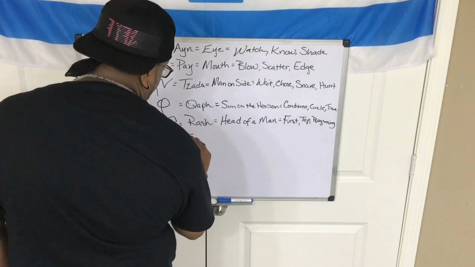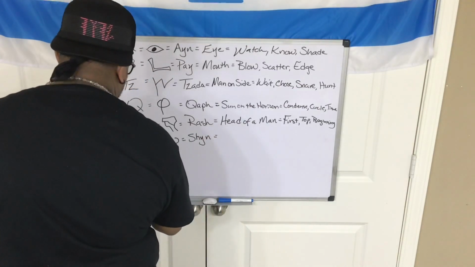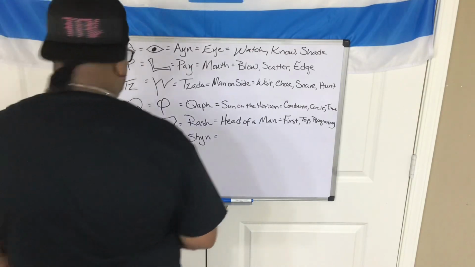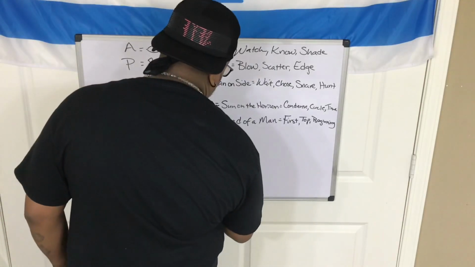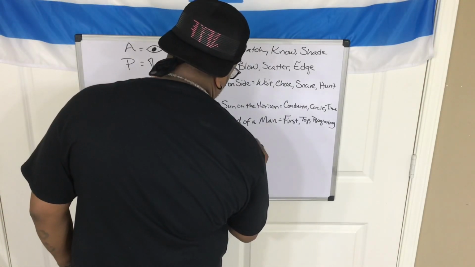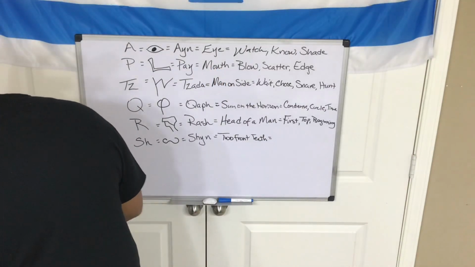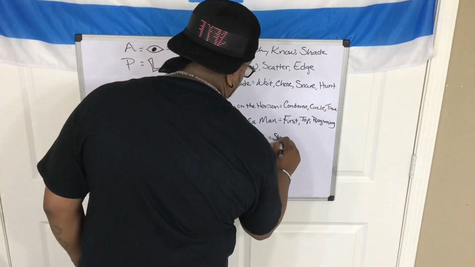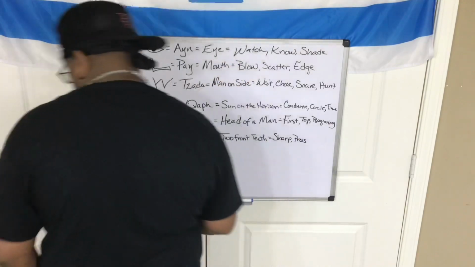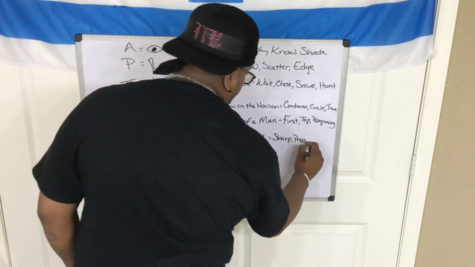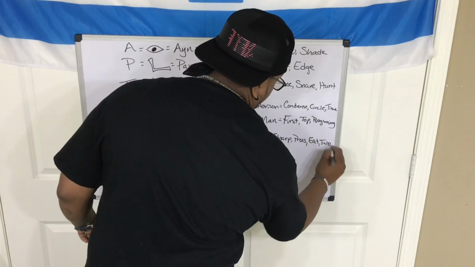The next one, Shin. It represents an SH. Two front teeth. That's the symbol. And it means sharp. Press. Eat. And two.